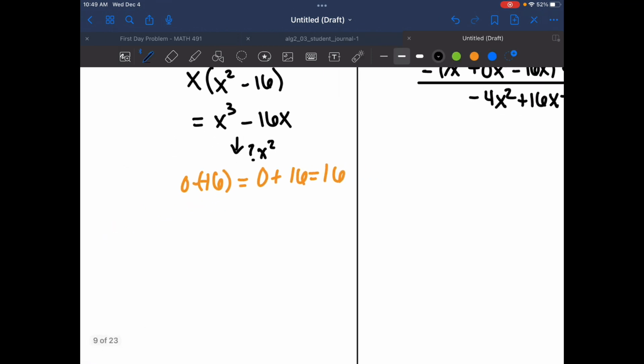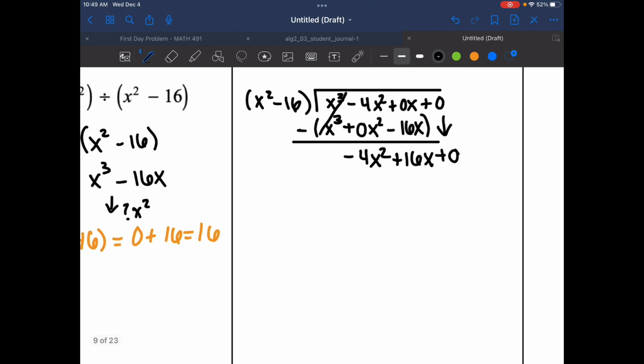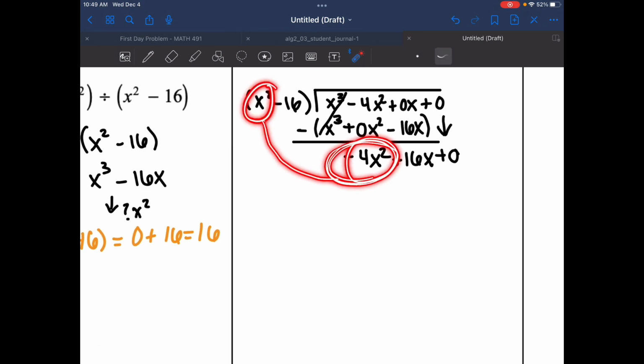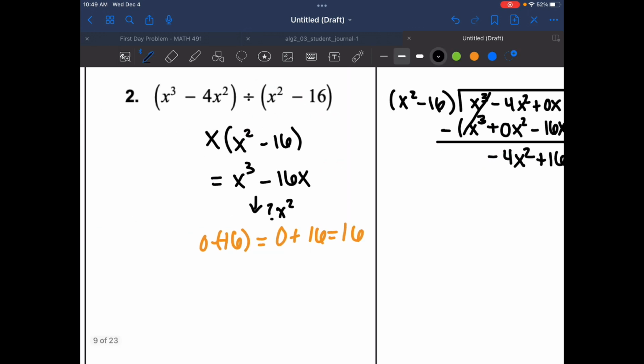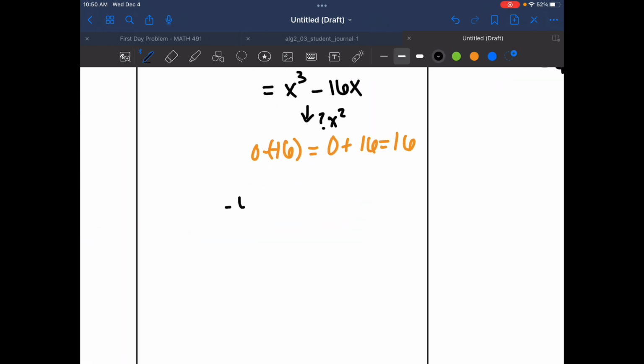So this one, I need x squared to start looking a lot like negative 4x squared. That means I just have to multiply by negative 4. So negative 4 times x squared minus 16. Okay, well that's going to be negative 4x squared plus, because negative times negative, 64. Okay.